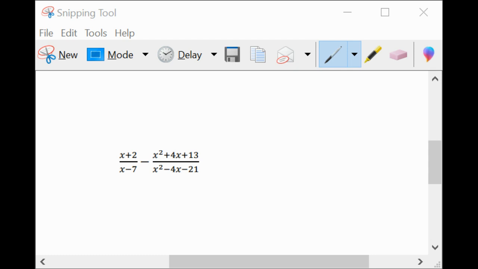Now I compare: what does my denominator have, what's it missing that my common denominator has? Well, it's missing the n minus 2. Then I look at the next one. N minus 2 is already here, but it's missing the n plus 7.